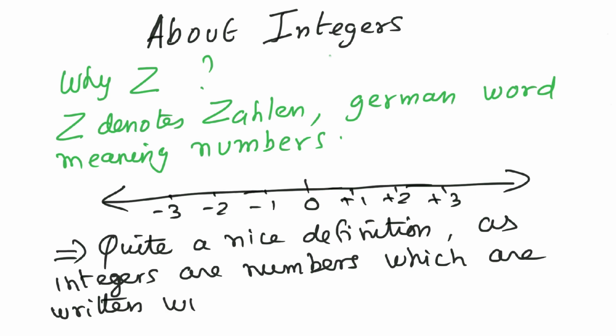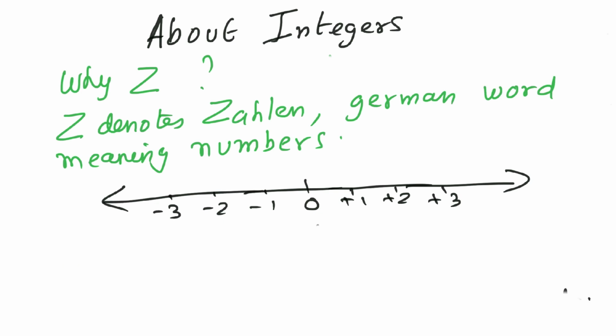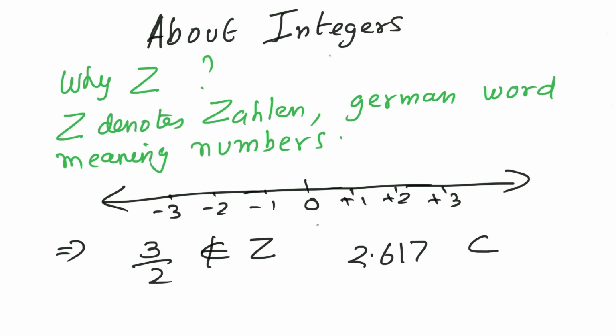So a nice definition: integers are numbers which are written without a decimal part or a fractional part. So that's a key point. That's how we come to the next set after the set of whole numbers. First starting with the set of natural numbers, then whole numbers, and the third set is obviously the set of integers. So that's about integers and the obvious choice of Z as the symbol denoting the set of integers.